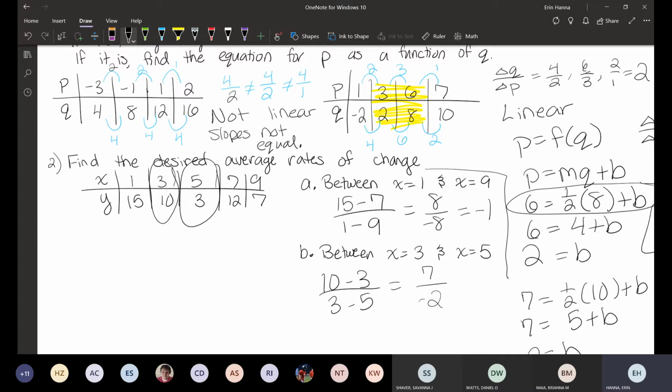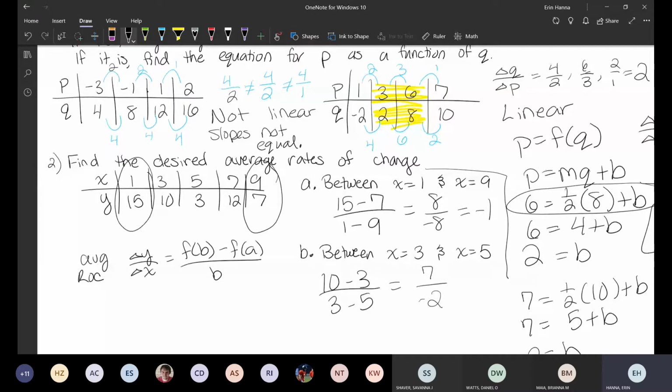So in that one, we're looking for the average rate of change between 1 and 9. I've circled those two now. Our average rate of change is always our change in y over change in x. Usually it's written like this for average rate of change, but you can think about it as the same thing as slope, y2 minus y1 over x2 minus x1. Sorry, I guess it kind of got off to the side a little bit.